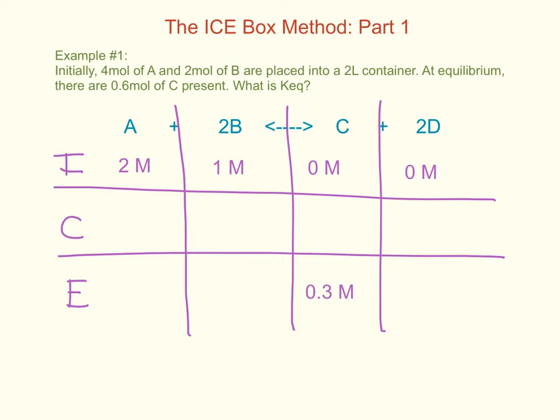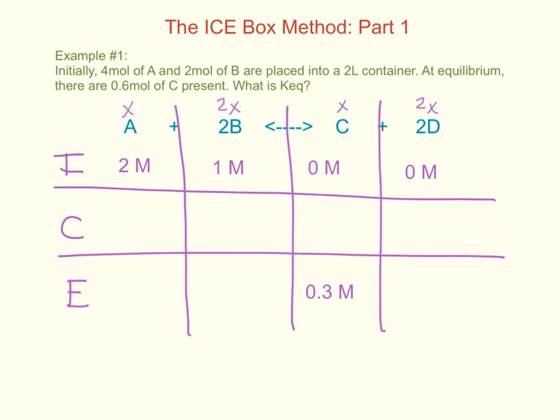Step 3 says to add an X everywhere there's a compound or an element and leave the coefficients in place. So my A is going to become X, my B is going to become X, my C and D are both going to become X. But for my B and D, I'm going to bring those coefficients up. So my 2B is actually 2X, and my 2D is actually 2X.